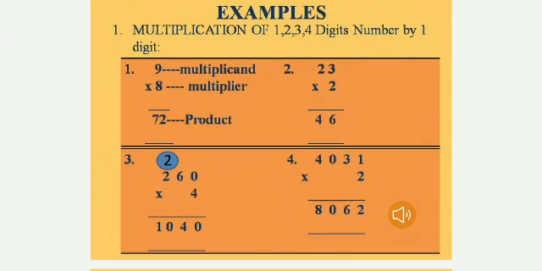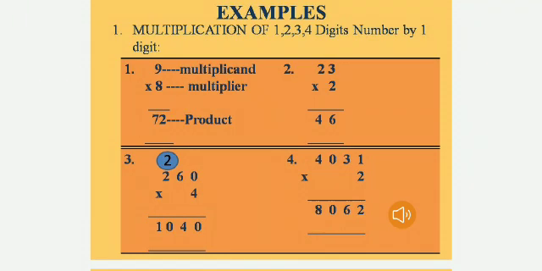Let us see some more examples. Multiplication of 1, 2, 3, 4 digit numbers by 1 digit. Here I have taken several multiplicands, but my multiplier is only 1 digit. Now the first example, you can see 9 into 8. The first term in multiplication is called the multiplicand and the second term 8 is called the multiplier, and the operator I am using is into. Now let us see the answer. 8 nines is 72, and the result 72 is called the product.